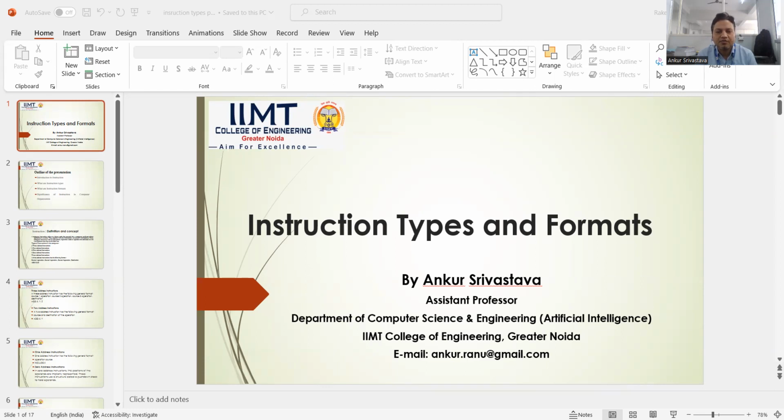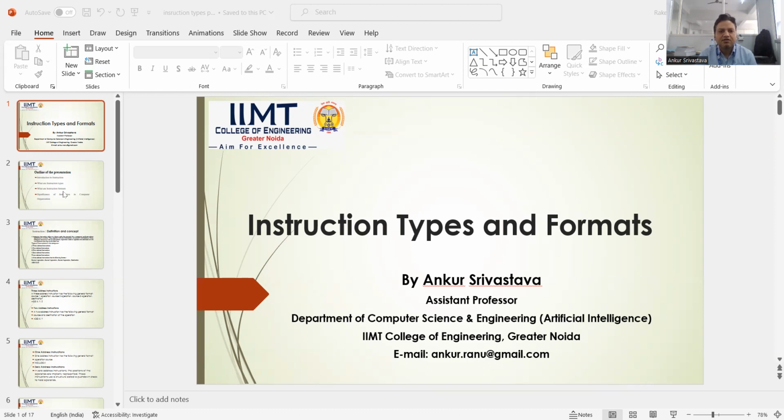I am going to present a topic on instruction types and formats. It is a part of computer organization and architecture. It is taught in the CSE department, the CSE AI department, as well as in some other courses. Instruction types and formats is studied in Unit 3.